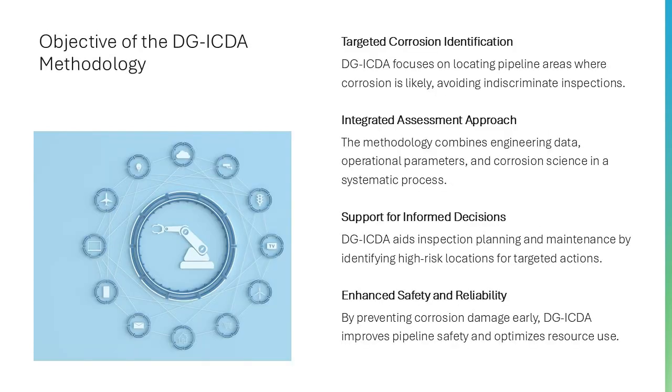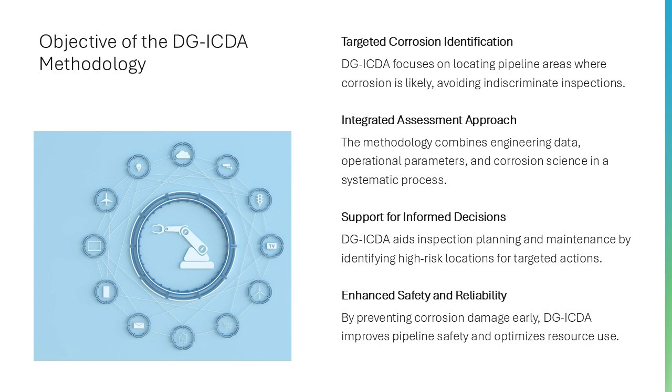The primary objective of the DG-ICDA methodology is to identify and manage locations within normally dry natural gas pipelines where internal corrosion is most likely to initiate and progress. Rather than attempting to inspect an entire pipeline indiscriminately, DG-ICDA aims to focus attention on specific areas where free water may accumulate and remain in contact with the pipe wall. This objective is achieved by integrating engineering analysis, operational data, and corrosion science into a repeatable assessment process.